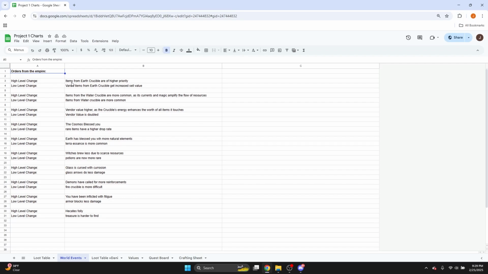So at the top, for example, we have items from the Earth Crucible are higher priority, and that means that varied items from the Earth Crucible increase in their sell value. And so we just have a few of these examples down here, and that is basically how the world events work.